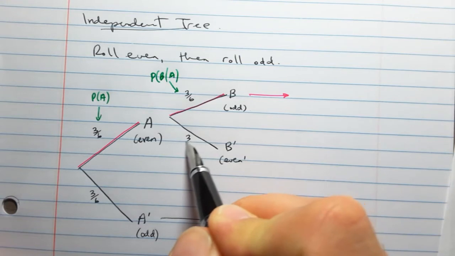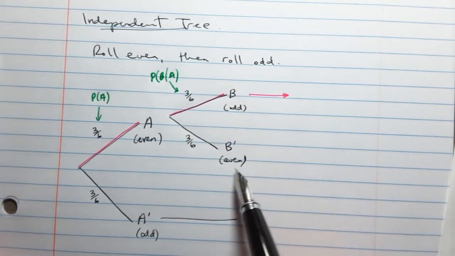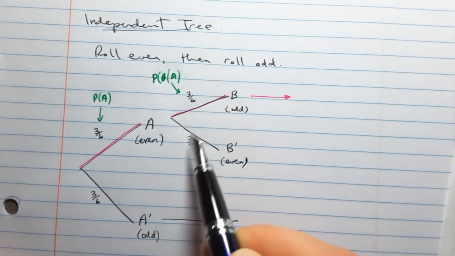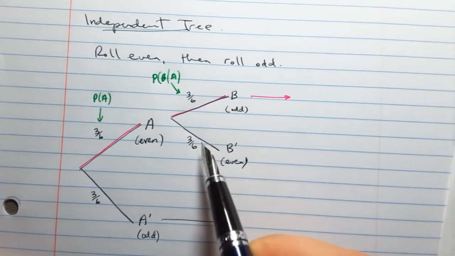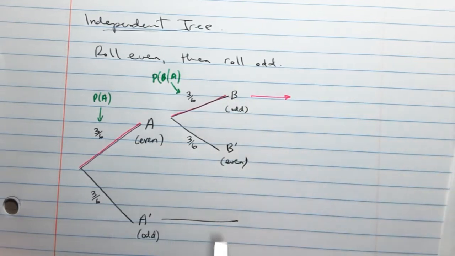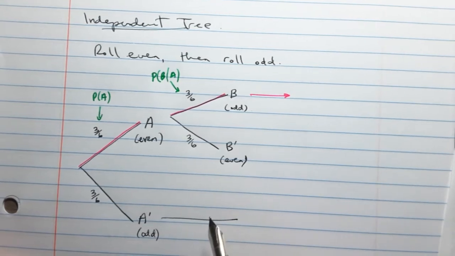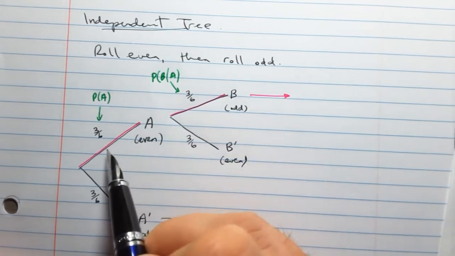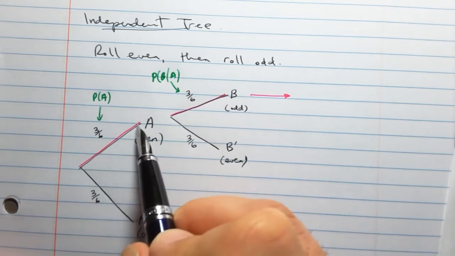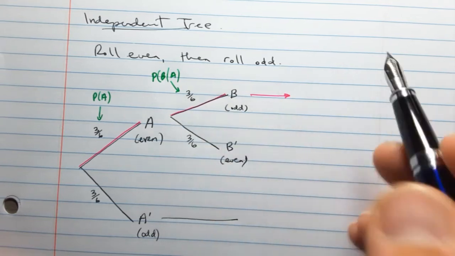And then this one down here is also 3/6, the chance of getting an even number second. And you'll notice that 3/6 and 3/6 is 6/6 or 1, and the same thing is true down here. And if I was to put a number on this branch right here, it would be 1 or 6 out of 6, something like that. Now to follow these two branches, you have a 3 in 6 chance of following this branch, and then a 3 in 6 chance of following this branch.